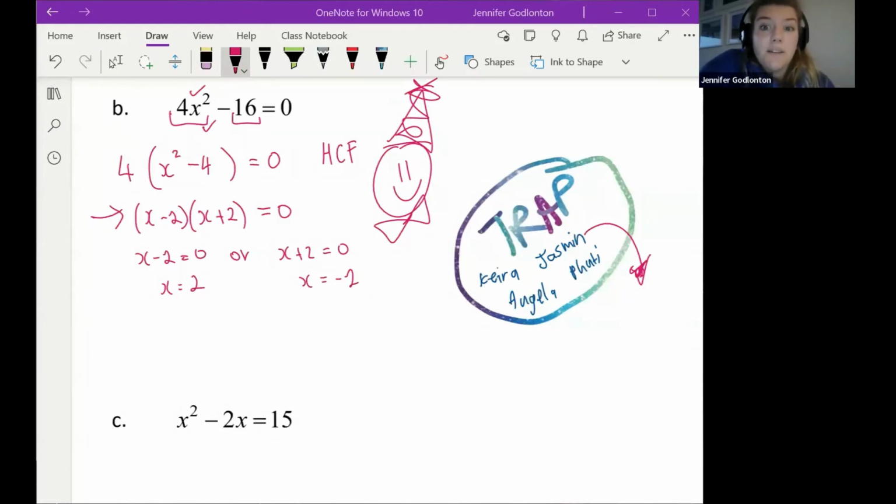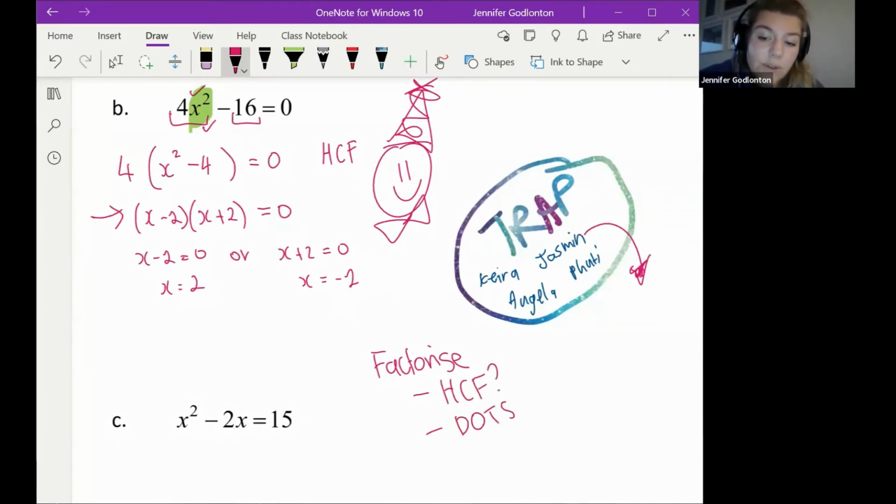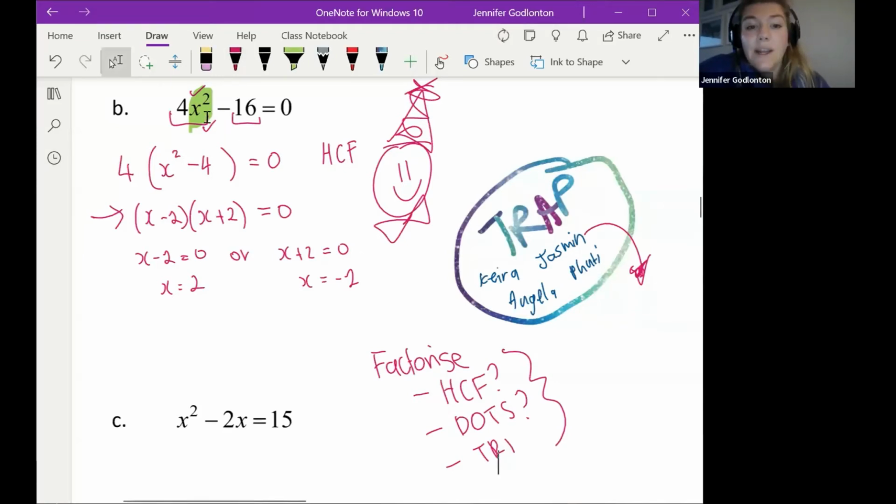Okay, so dots is part of factorizing. It's one of our things with factorizing. We're always going to factorize an equation if there's an x squared involved. So every time there's an x squared, we're going to factorize. And when we factorize, we think of the three main things. Can we take out a highest common factor? Can we do difference of two squares? Or is it a trinomial? All three of these are forms of factorization. So whenever there's an x squared in the equation, we are going to factorize, and then we have to think which one of these we are going to use.